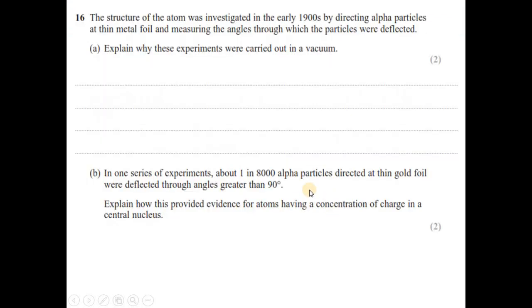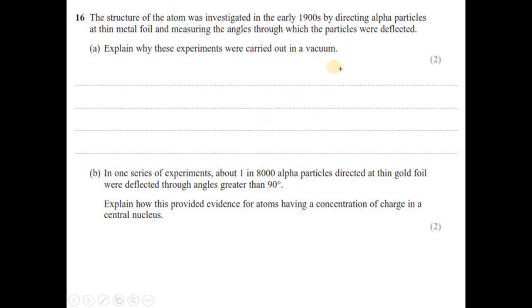Let's start. Question number 16. The structure of the atom was investigated in the early 1900s by directing alpha particles at thin metal foil and measuring the angles through which the particles were deflected. Explain why these experiments were carried out in a vacuum.